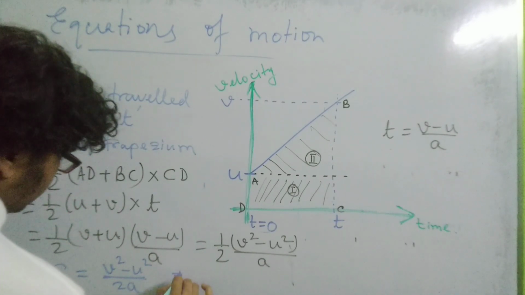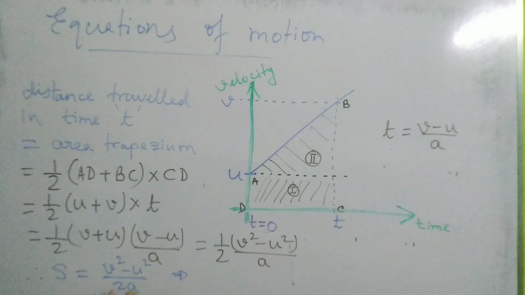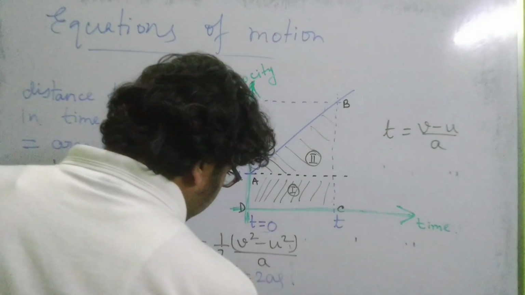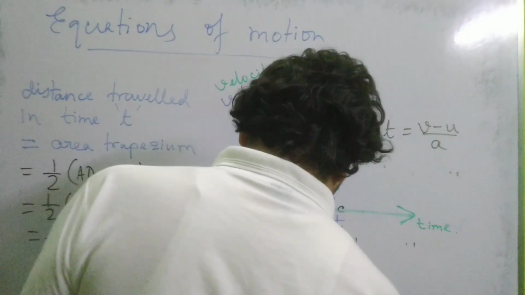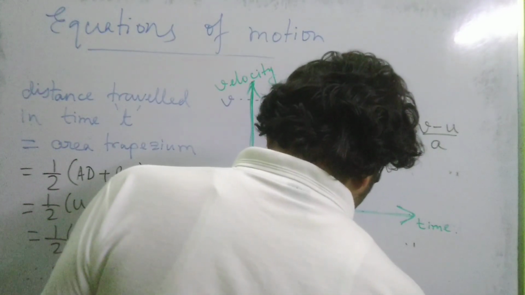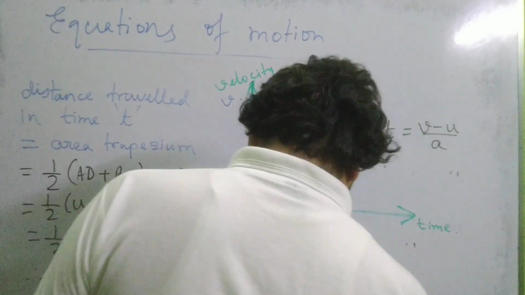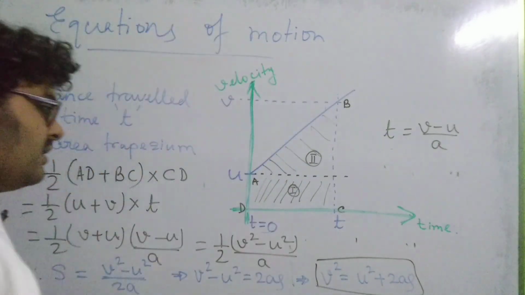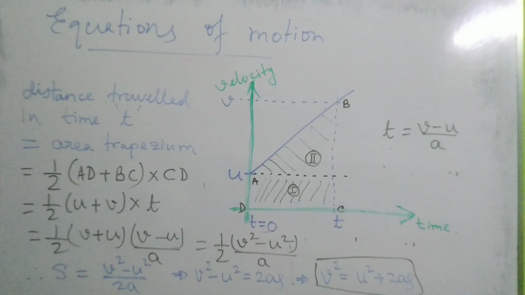From this, if we do algebraic manipulation and cross multiply, it becomes v square minus u square is equal to 2as. From this you can come to the conclusion that v square is equal to u square plus 2as. So this is the formula we wanted to arrive at. These are the three equations of motion. You can practice these derivations. It will be helpful for your understanding of the concept.